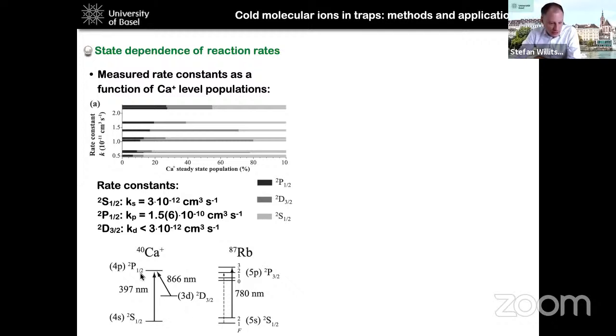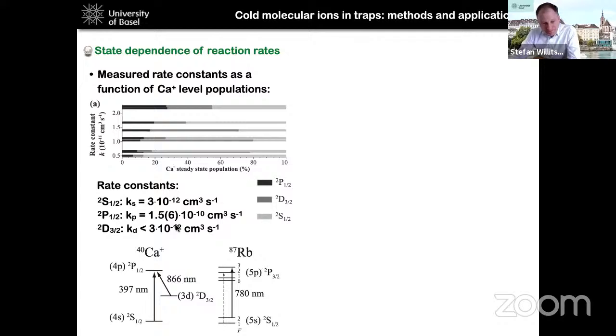But then we also have collisions with excited state calcium and rubidium. In calcium, we have two excited states present. Actually, we also have this D3/2 state, which is also partially populated in the experiments. And what we now asked in these studies is, okay, what is the rate constant associated with collisions of ground state rubidium with calcium plus in any one of these three states?